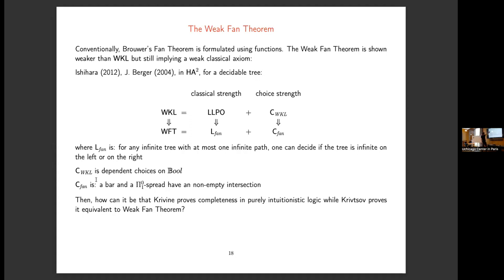And then Josef Berger showed that this decomposition translates to the fan theorem. So the fan theorem is a contrapositive form of Weak König's lemma, but happens to be weaker intuitionistically. And he designed LLPO-fan and a C-fan, which is the classical part of the fan theorem and a purely choice part.